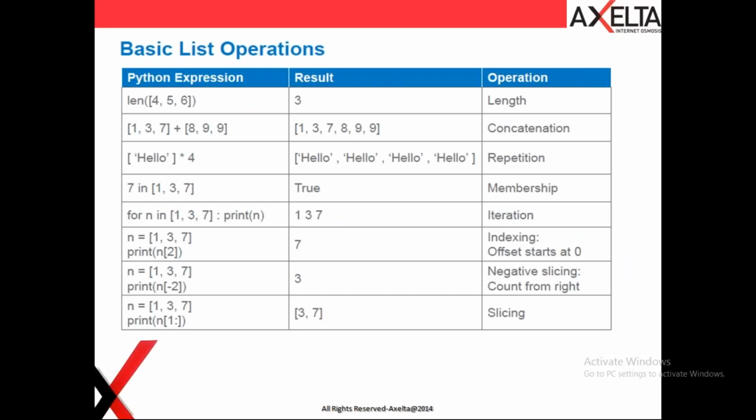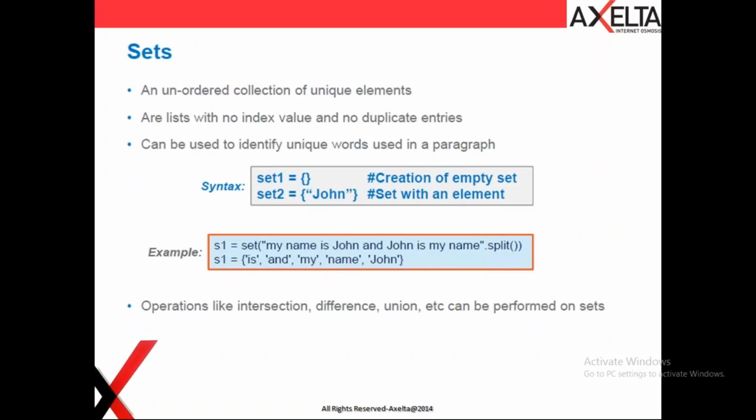So this is something about the different types of operators we have in list. Next is set. Now what is a set? A set is an unordered collection of unique elements. A set does not have any index values, and it does not have duplicate entries. You can't have duplicate entries in a set, so it is mainly used for identifying unique elements.